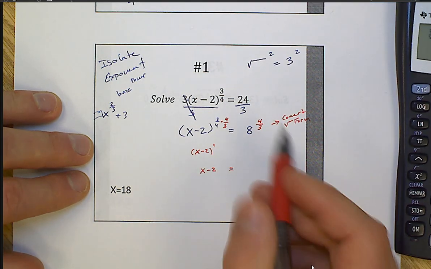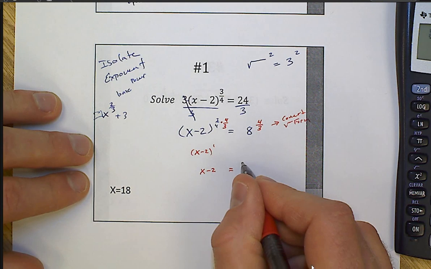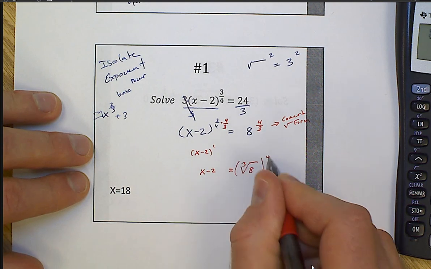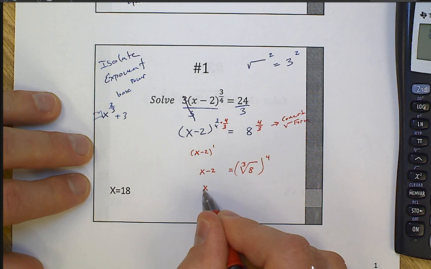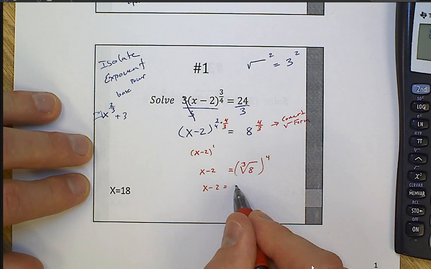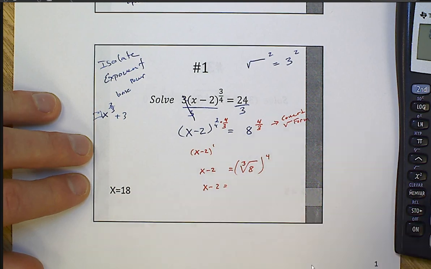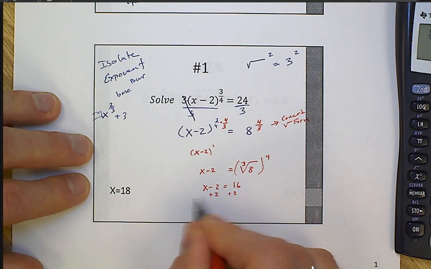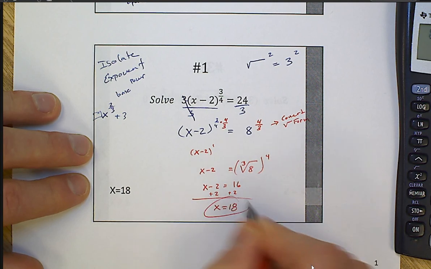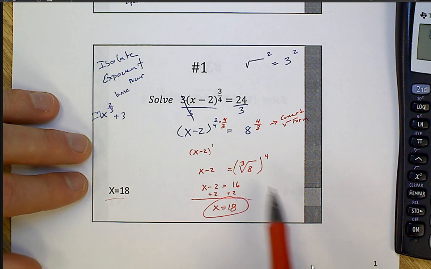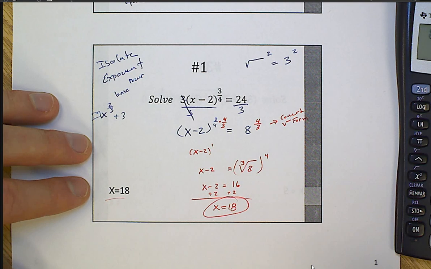So if we convert this to radical form, remember this is the cube root of 8 to the 4th power. So really what we have is x minus 2 equals the cube root of 8, right, is 2. So we really have 2 to the 4th power. 2 to the 4th power is 16. We add 2 to both sides, and we get x equals 18. You can see the answer right there, but just making sure that we did it. Now, we're going to come back to this problem in a little bit, and I'll show you why on the next. I believe it's the next problem.